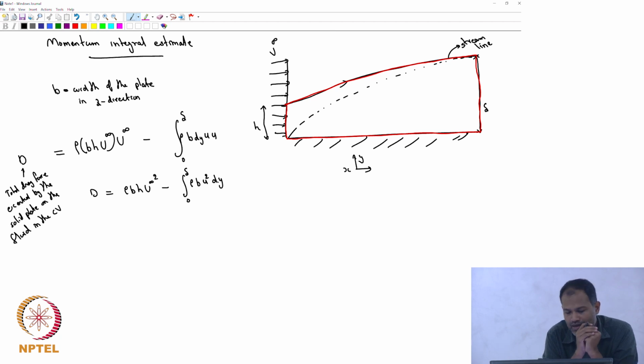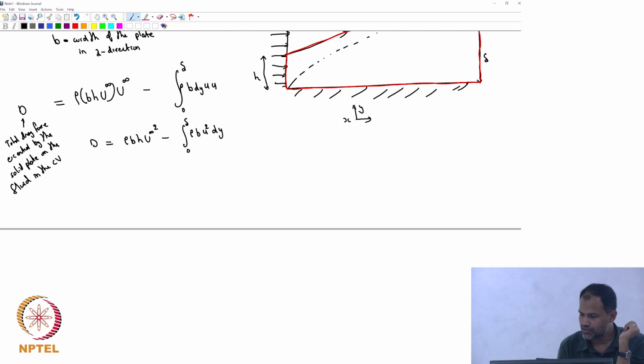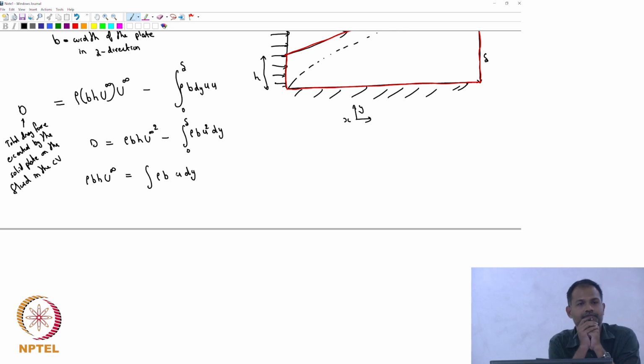Let's also write down a mass conservation principle. Fluid in is equal to fluid out. So what is the fluid in? Rho B H U infinity should be equal to the integral of rho B U dy. So, that's correct.